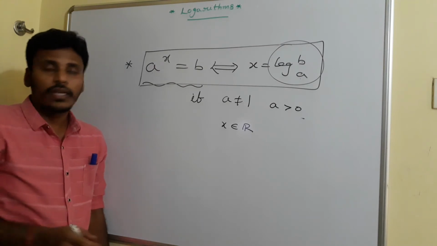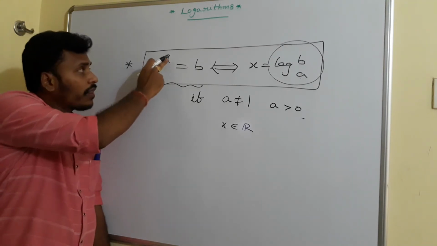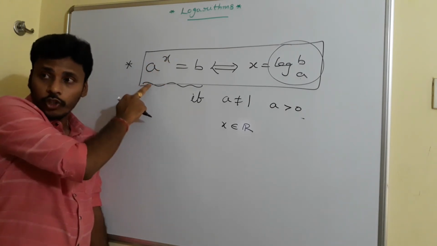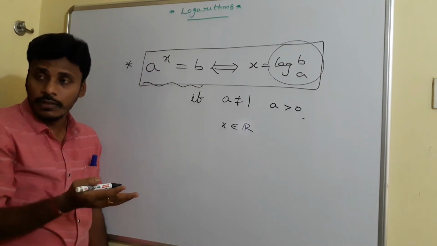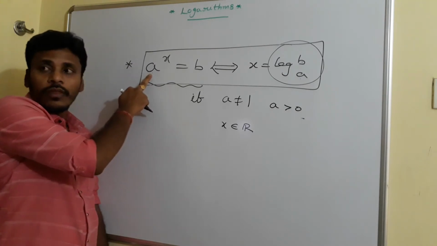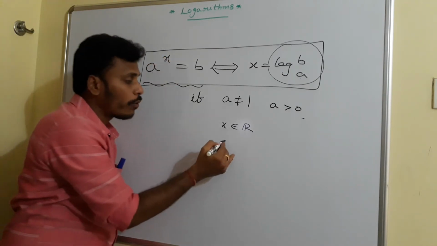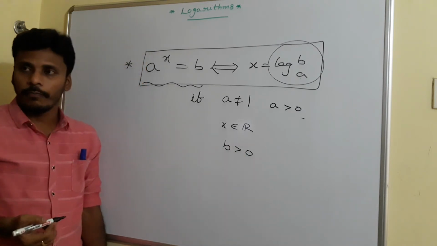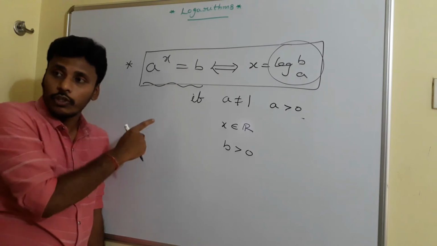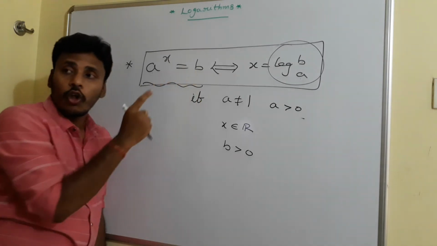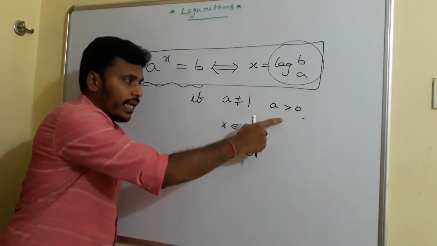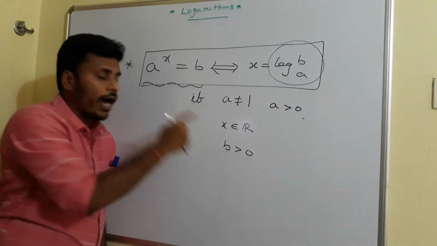Any contradictions? See, this a is positive, and this x is any real value. Since this is positive and the power is any real value, a positive number to a real power gives a positive value. So since it is positive, b is also positive. What you need to memorize, what you need to keep in mind, is that a power x is equal to b if and only if x is equal to logarithm of b base a, for a not equal to 1, a greater than 0, x any real value, and b greater than 0.